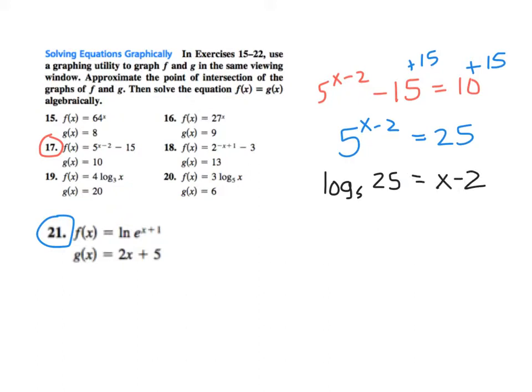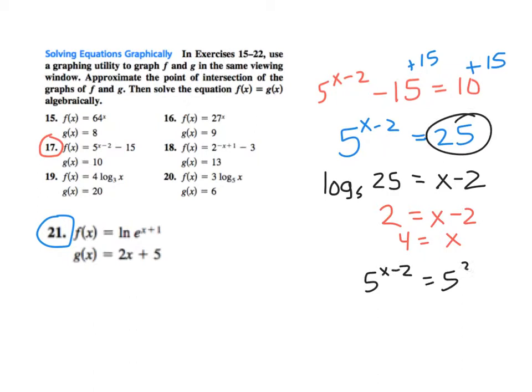Log base 5 of 25 is saying 5 to what power is 25? That entire side is 2, so 2 equals x minus 2, so x equals 4. Okay, to emphasize this same idea, I could have said 5 to the x minus 2 equals 5 squared, and I'd say x minus 2 by the one-to-one property has to be 2, so x would be 4 once again.